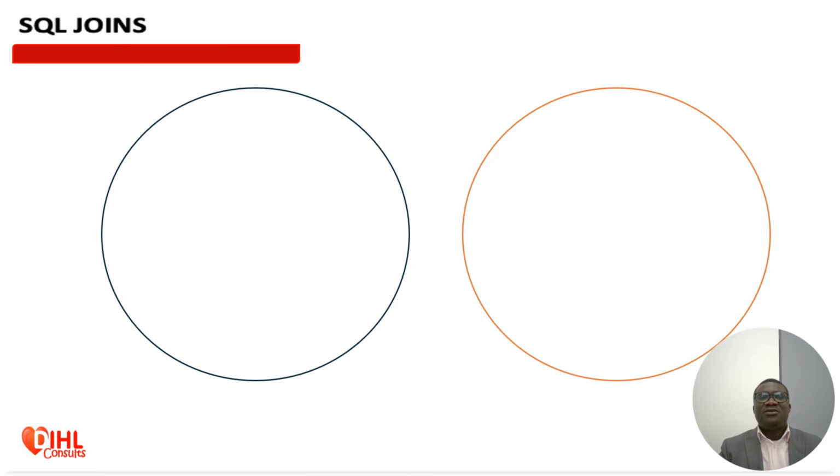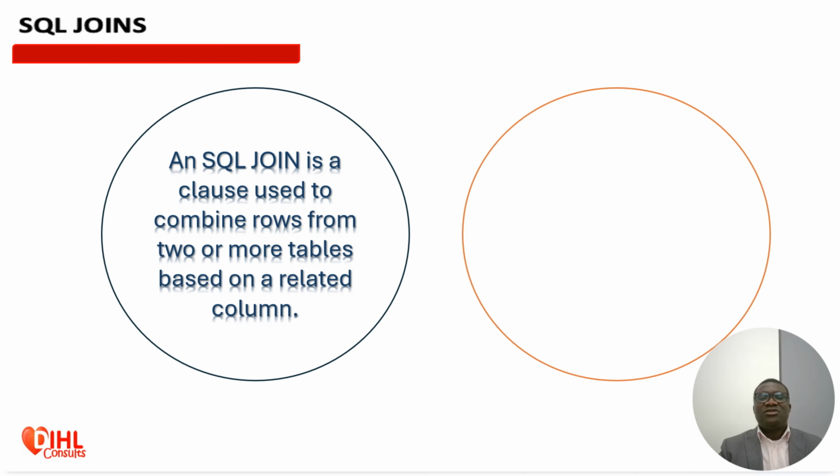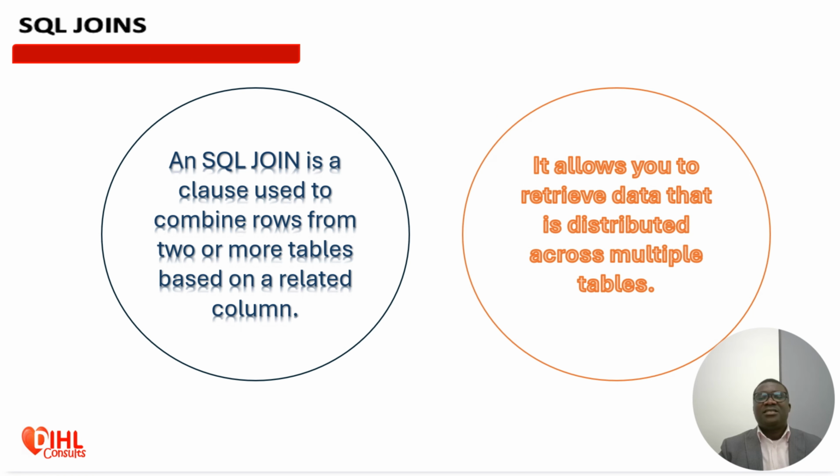In this session, we'll be looking at SQL joins. An SQL join is a clause used to combine rows from two or more tables based on a related column. It allows you to retrieve data that is distributed across multiple tables. In previous sessions, we've focused on a single table, but with SQL join, you can retrieve data from more than one table.